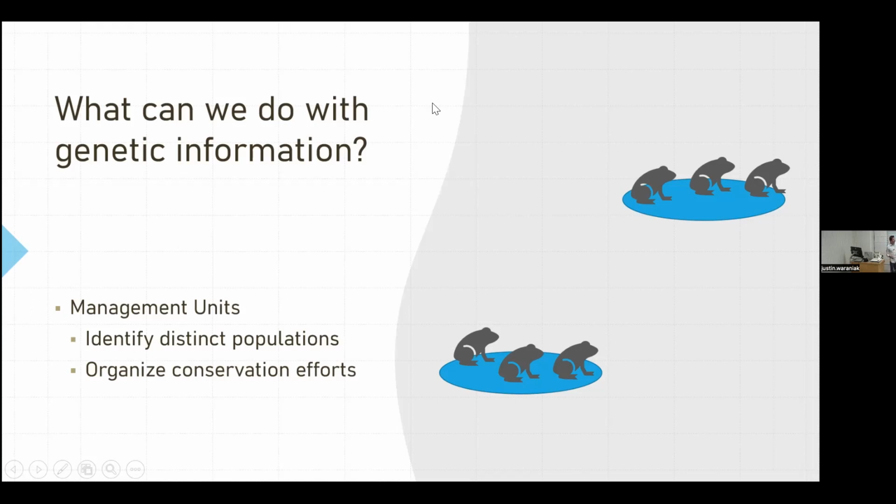So say we have our two ponds of frogs here. We want to know whether or not we should be treating them as one big system or separate entities. So we can do our genetic survey and see, oh yeah, they're pretty genetically distinct, so we should probably be managing them as separate entities.